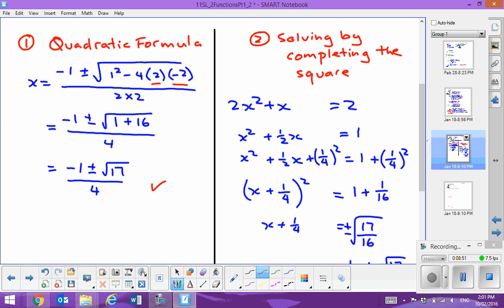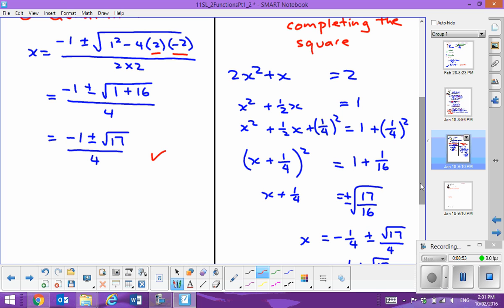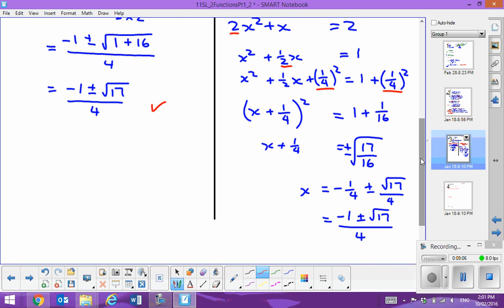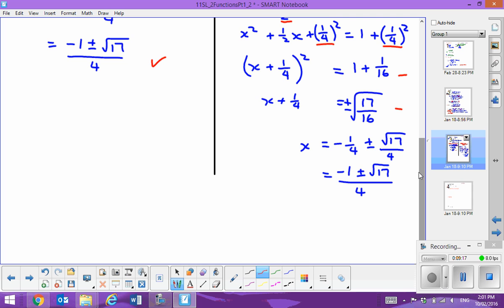If you're doing it with completing the square, take your constant over the other side, remember, divide by your 2 to get that leading coefficient of 1. So that's a half here. You need to add a quarter squared to both sides. You should be good with working with fractions. So we get 1 plus 1/16. Put that together as an improper fraction here. Then you can now take the square root of the 16 to get the 4. And you come out with the same answer.